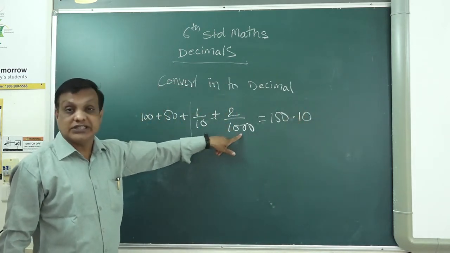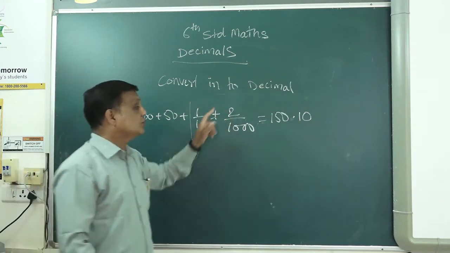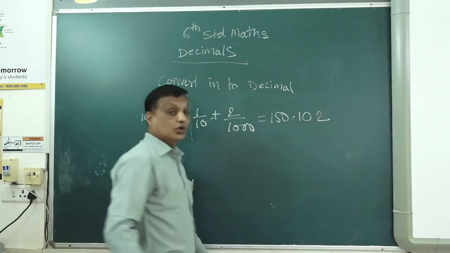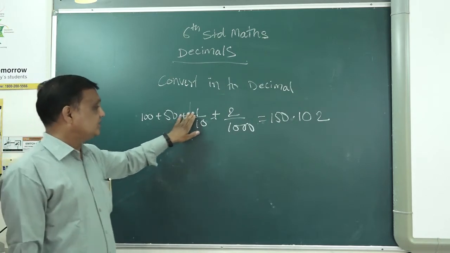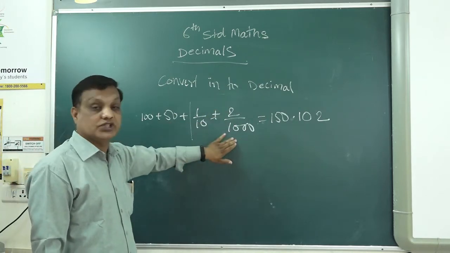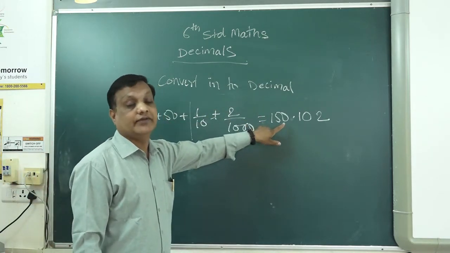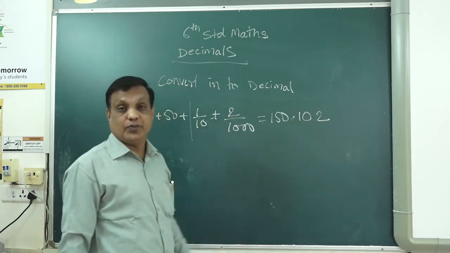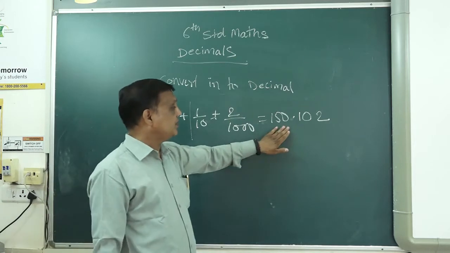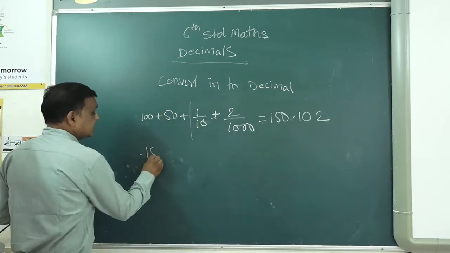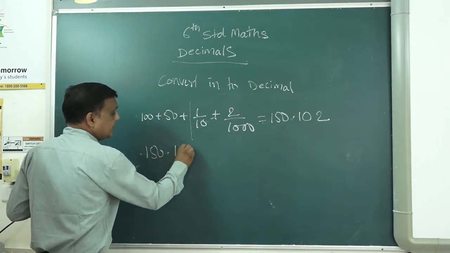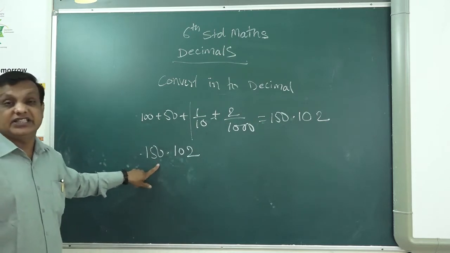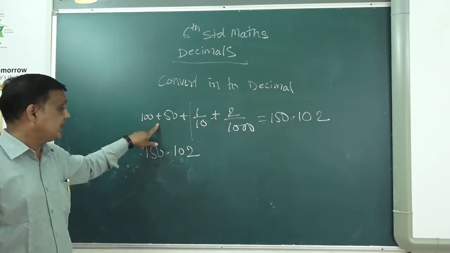Now the 1000 place is present. So what is there? 2. So this is 100 plus 50 plus 1 upon 10 plus 2 upon 1000. When you write the fraction in decimal, it is 150.102. Now the same number, if it is given here, write it in expanded form. If you are asked to convert this decimal into expanded form, this is expanded and this is the decimal.